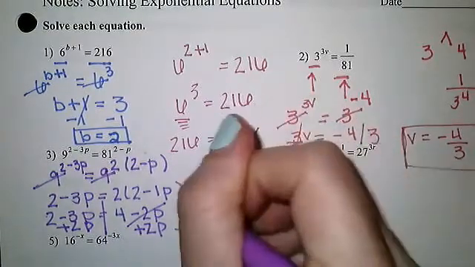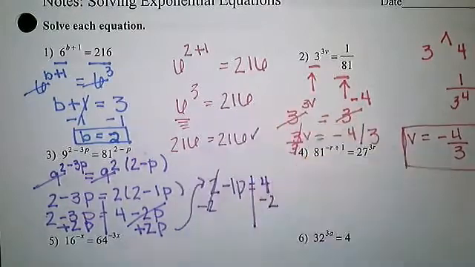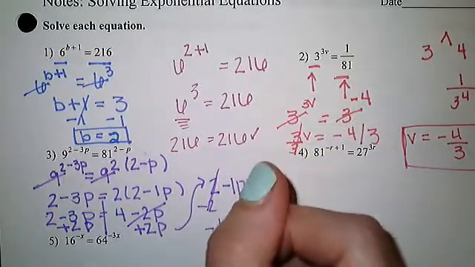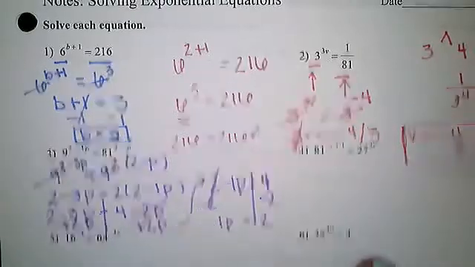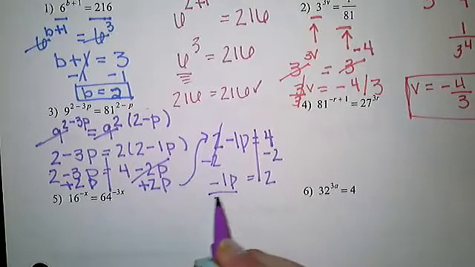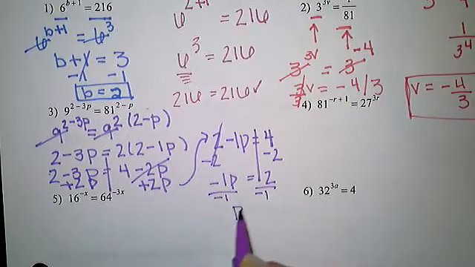To isolate p, we'll get rid of our 2. We'll do the opposite, which is subtraction. And 4 minus 2 is 2. Since this is a -1p, you can divide by -1 and get a -2 for p.